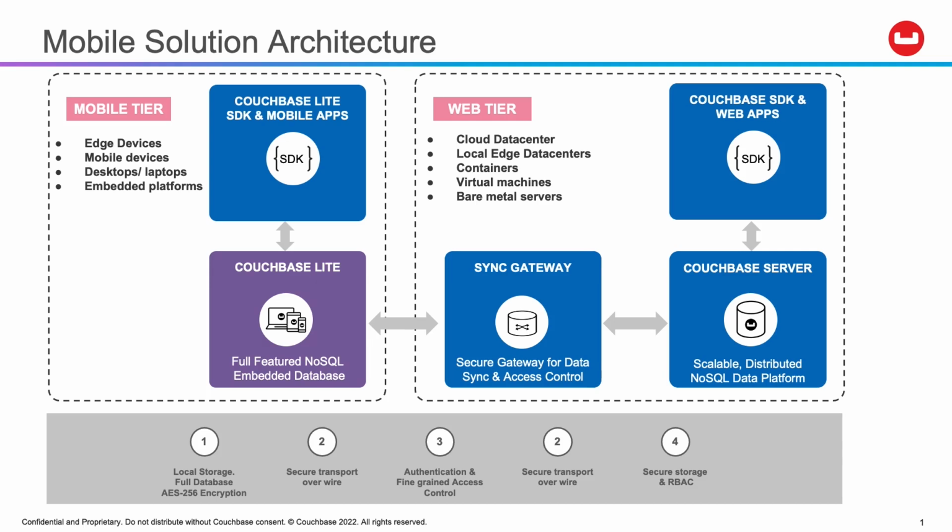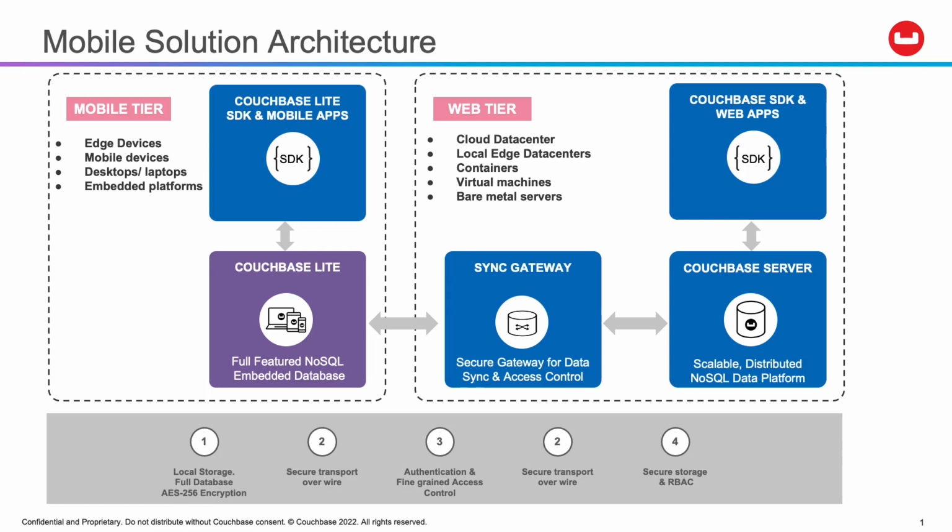Today I'll be talking about Couchbase Mobile Solution Architecture. Before we dwell into the solution architecture itself, I'd like to state that the Couchbase Mobile Stack consists of two products. One is Sync Gateway and the second one is CB Lite. As you can see on the screen, Couchbase Mobile Solution Architecture consists of two parts.